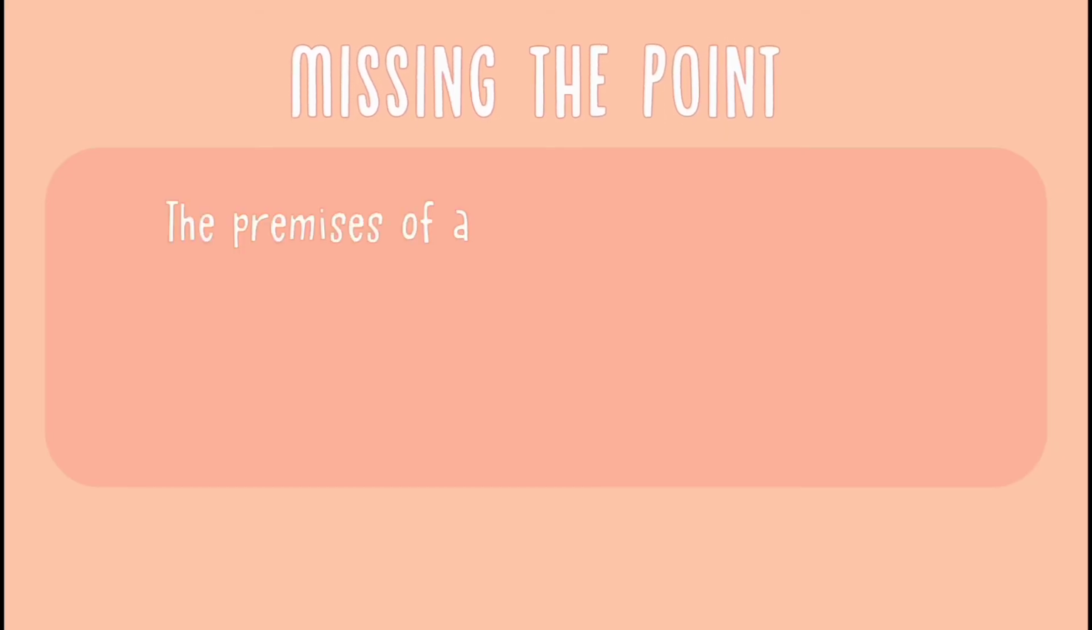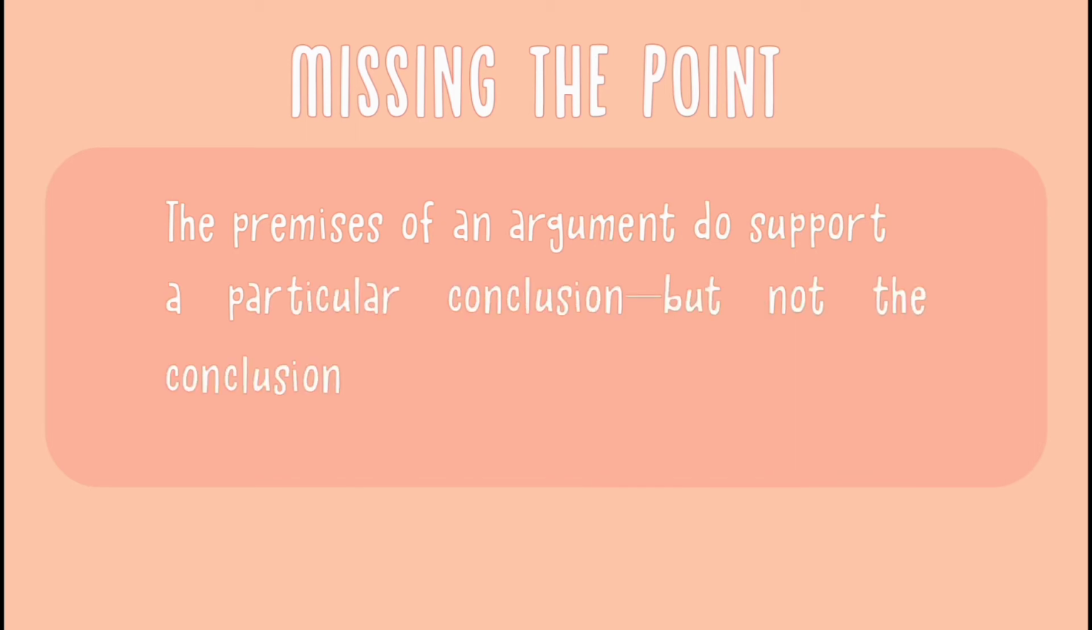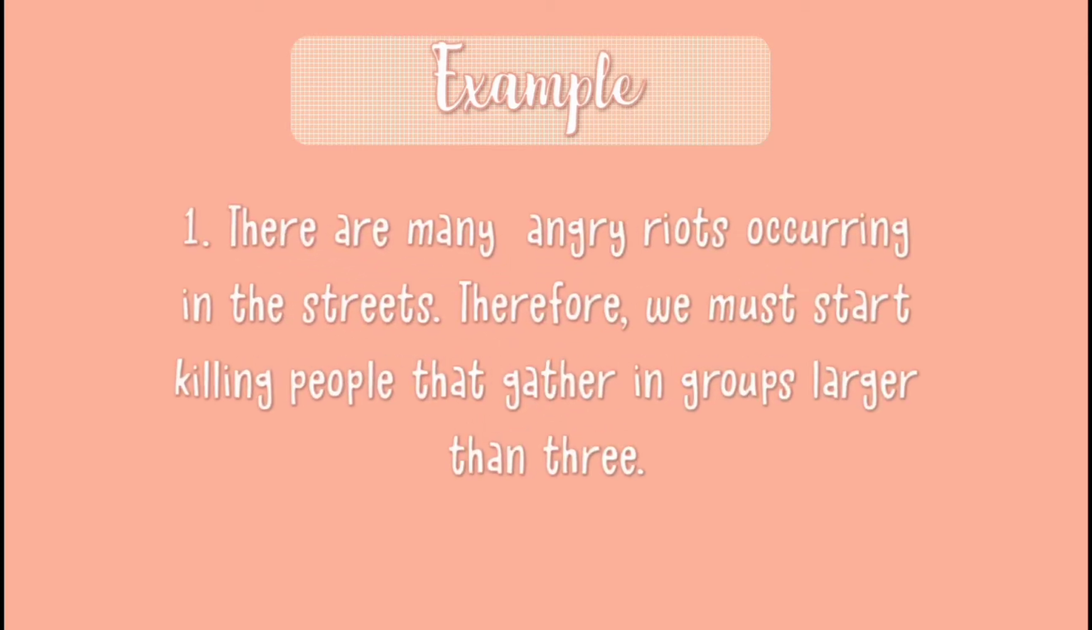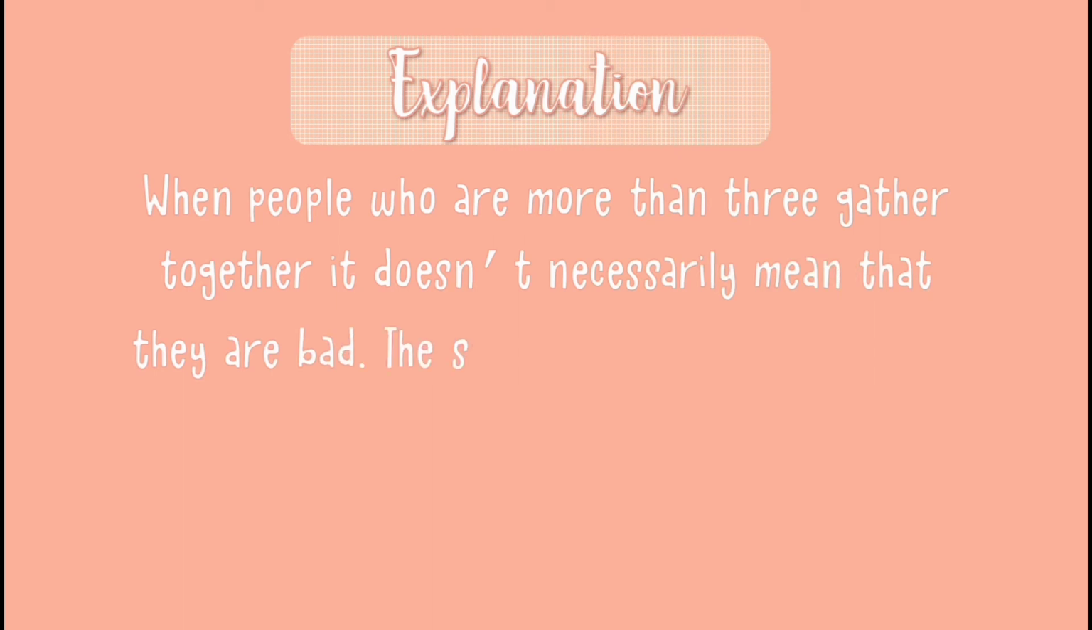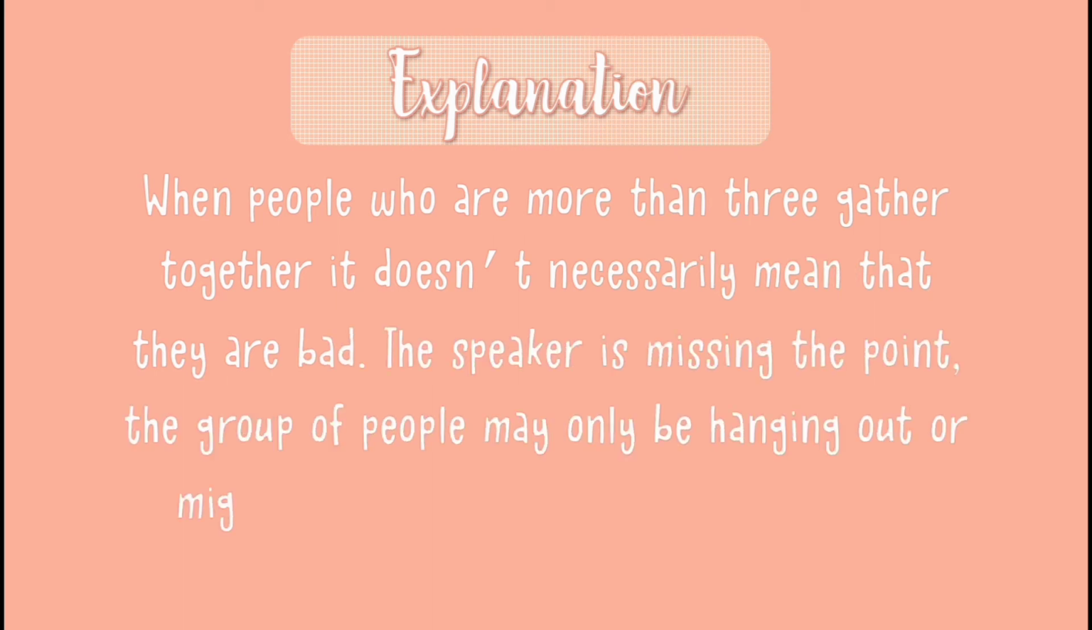Missing the point. The premises of an argument do support a particular conclusion, but not the conclusion that the arguer actually draws. An example of this is, there are many angry riots occurring in the streets. Therefore, we must start killing people that gather in groups larger than 3. When people who are more than 3 gather together, it doesn't necessarily mean that they are bad. The speaker is missing the point. The group of people may only be hanging out or might even be planning to go to the mall.